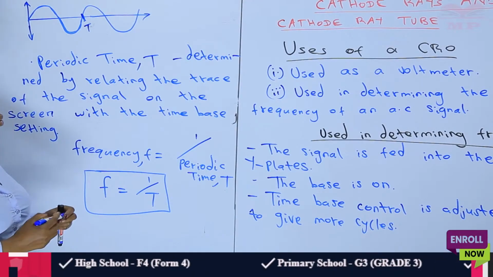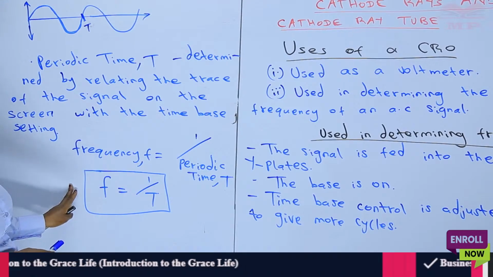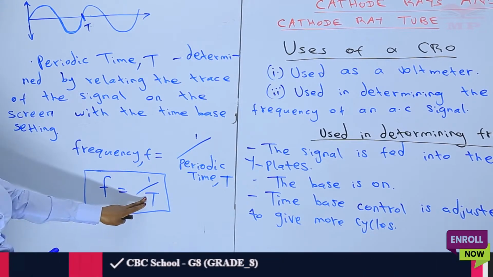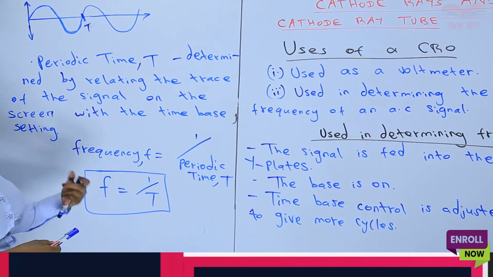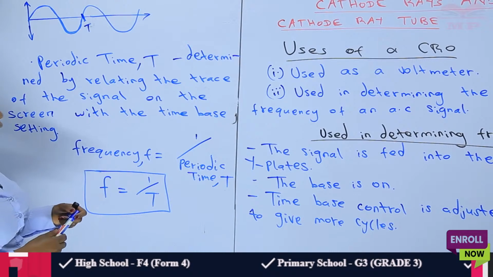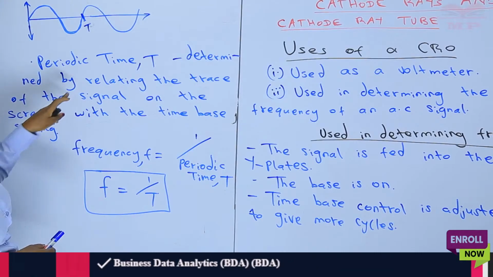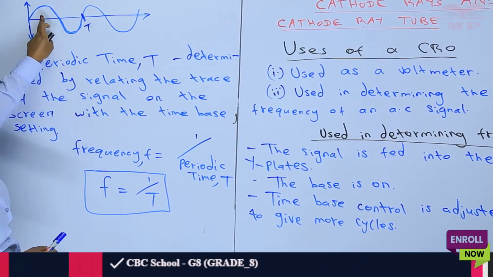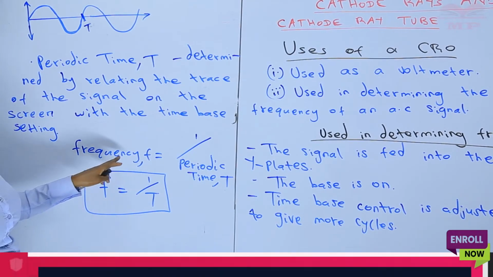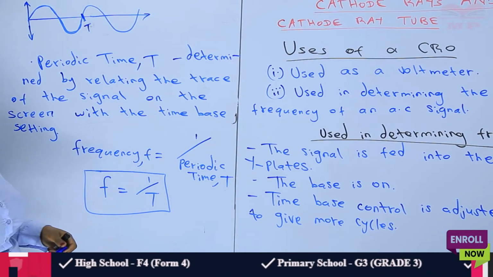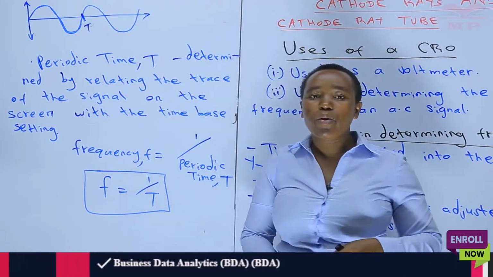So that's how we can use a CRO to determine the frequency of an alternating current signal. The signal is fed into the Y plates, the time base is on, the time base control is adjusted to give as many cycles as possible, and the periodic time is determined by relating the trace of the signal on the screen with the time base setting. So the frequency will be the reciprocal of the periodic time.